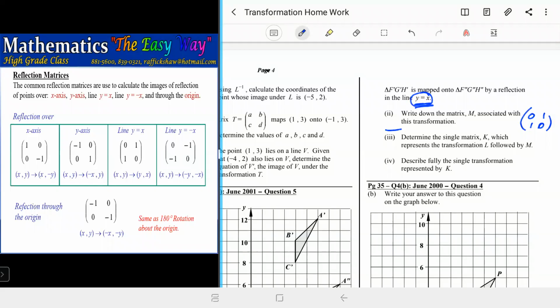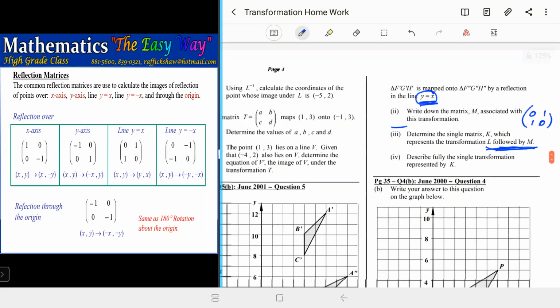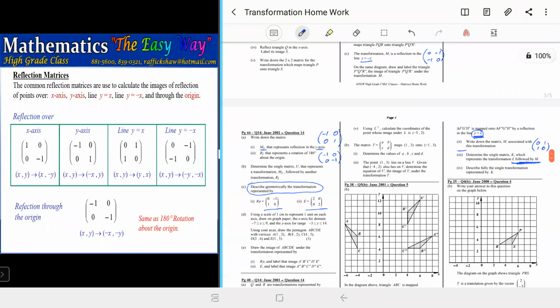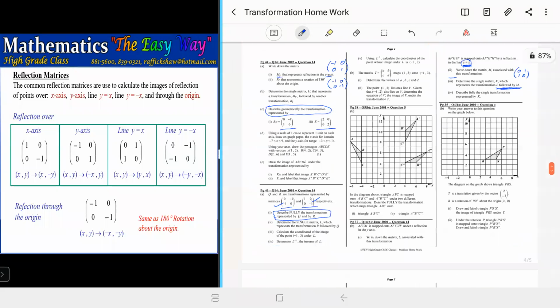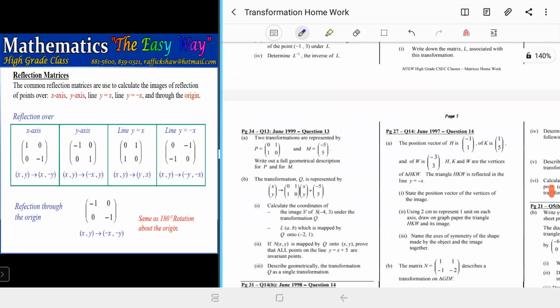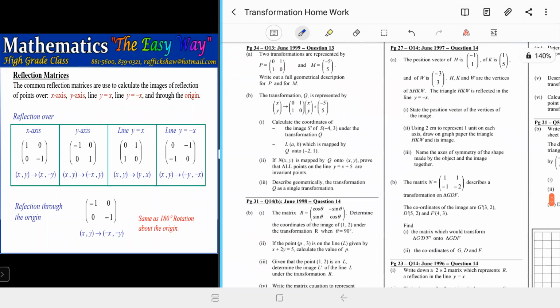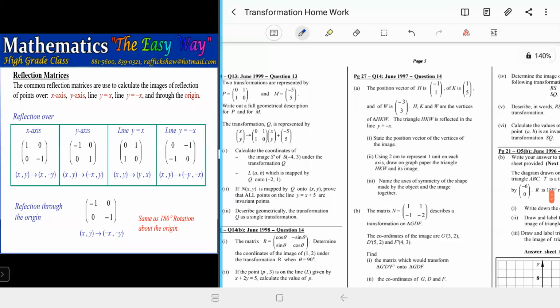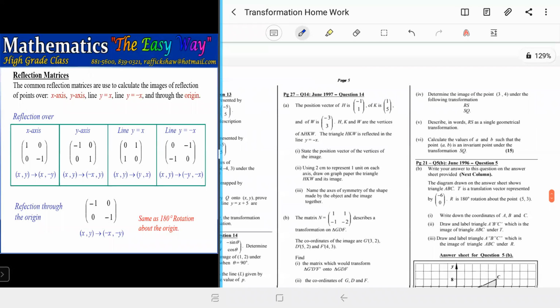All right, and then do a combination. We're going to do this next, well, maybe tomorrow or Wednesday. L followed by M. We're going to deal with that tomorrow, so don't worry about that yet. But I'm showing you with these examples why you have to know them, because these are questions CSEC asks you. They give you the matrix and ask you to describe it, or they ask you to write down some of these standard matrices that you must know.